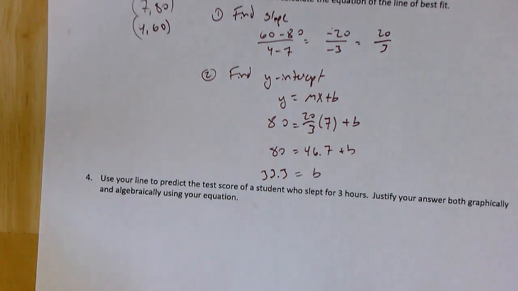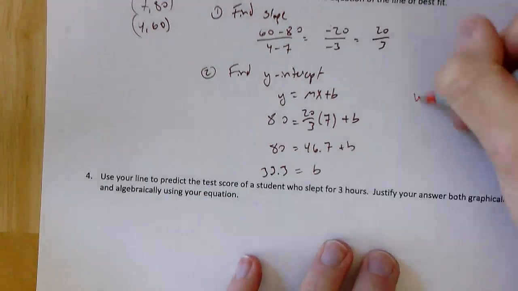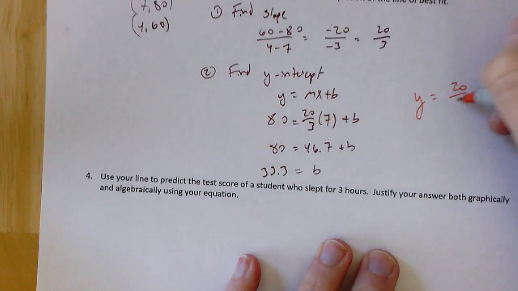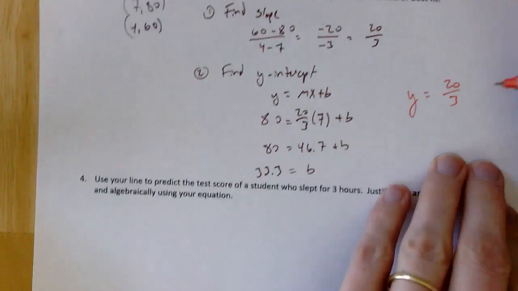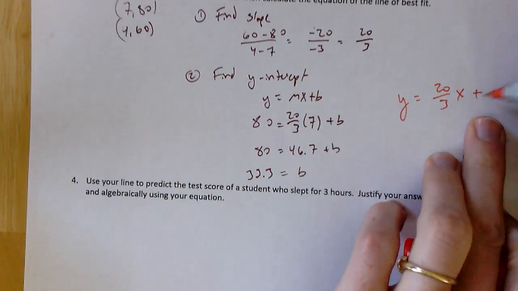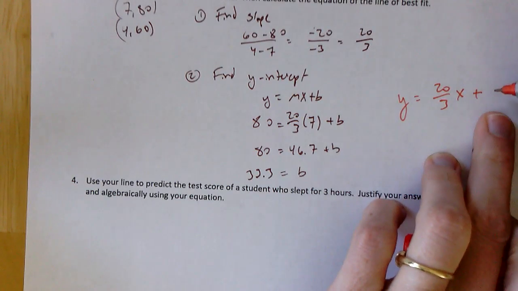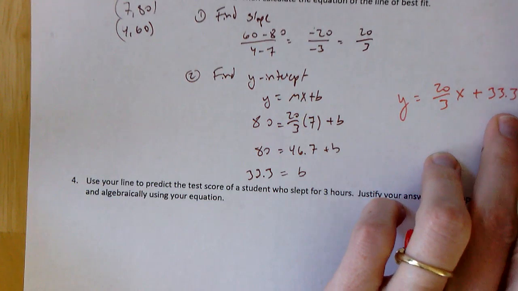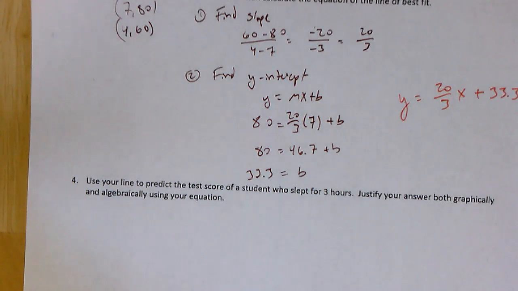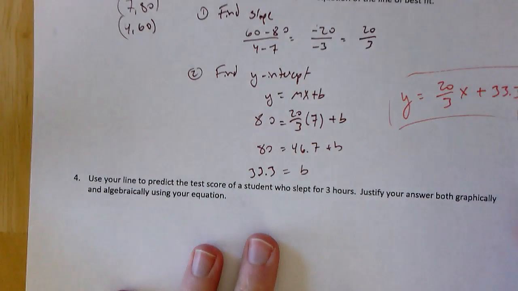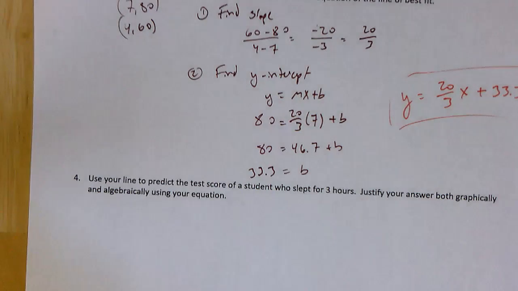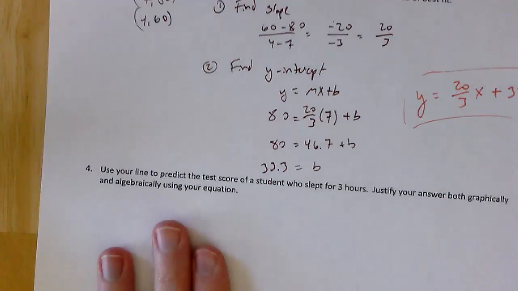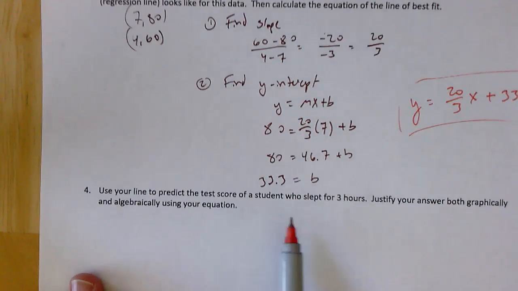So we've got our slope, we've got our y-intercept. The equation for my line is going to be y equals 20 over 3, or you could write that in decimal form, x plus 33.3. Okay, so that's the equation of my regression line or line of best fit. It's a prediction line.